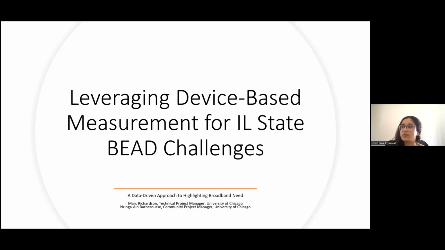It's going to be information for how every location is categorized. Would it be considered unserved, underserved, or served based on the BEAD definitions? And there's going to be information on providers who have already reported to serve that particular location. So it's going to be much more granular.